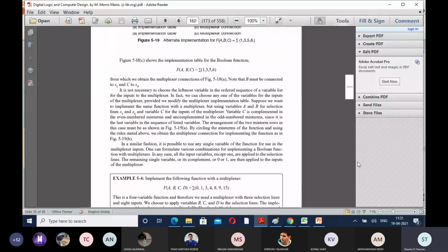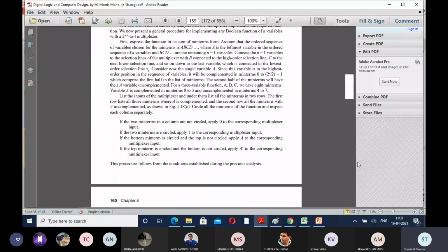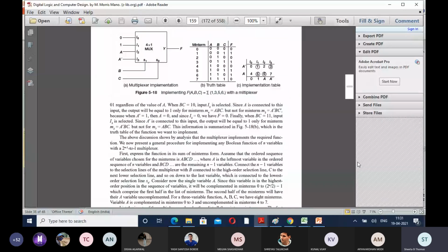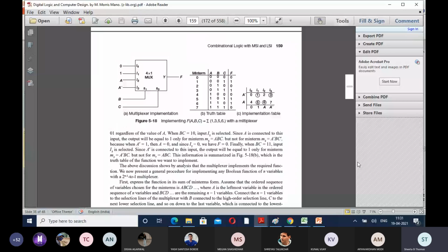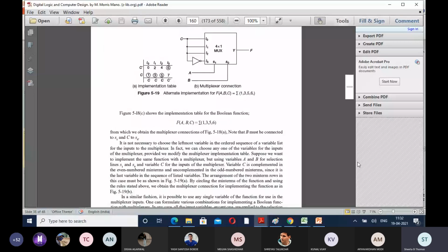Yes, ma'am. Yeah. So some solved questions are there. Same question I won't give you, but same type of question I will give you. This one, figure 5.18, it is showing you how to implement F(A,B,C) equals summation 1, 3, 5, 6 with a multiplexer. So it is actually the 3 variable, but how to construct it? It is there in the book, but you have to read it. So I want you to prepare this.